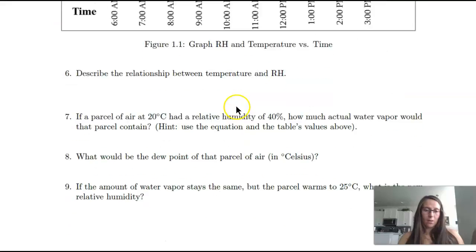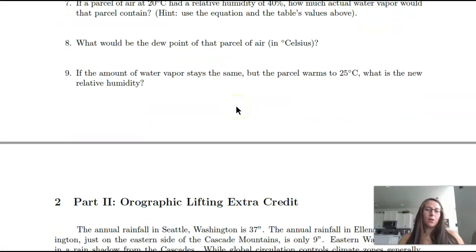Okay? All right, and number 9 says, if the amount of water vapor stays the same, but the parcel warms to 25 degrees Celsius, what is the new relative humidity? So this question here gives you 2 pieces of information. The first one is that the temperature that you should have obtained in number 8 has to be less than 25 degrees C, because this parcel of air warmed. So that's one kind of checking point.